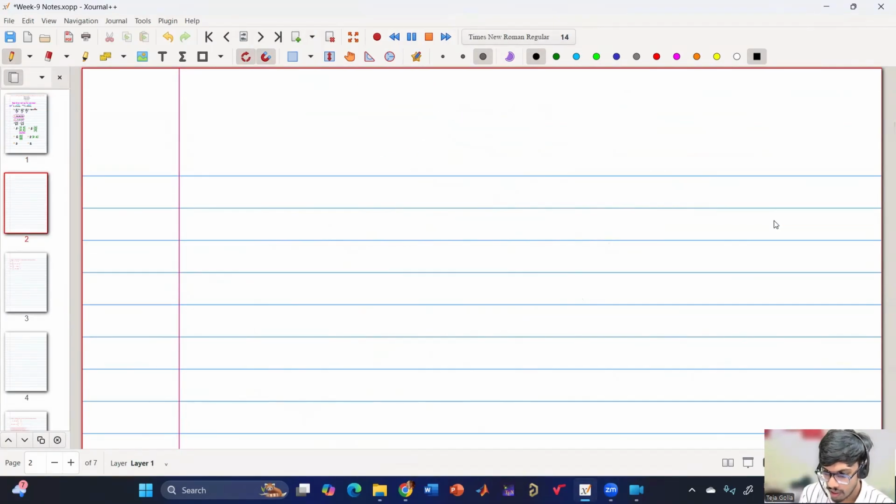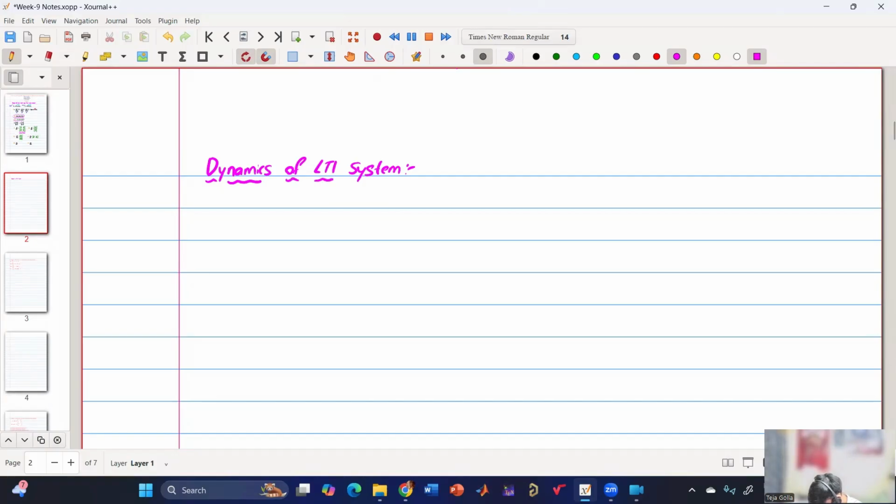Okay, so now let us discuss the dynamics of the first order LTI system. I'm starting with the dynamics of LTI system. Now we are going to discuss the first order.